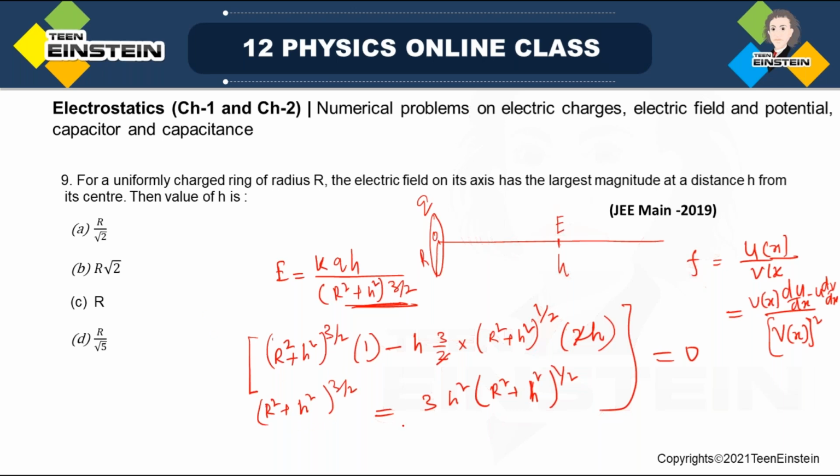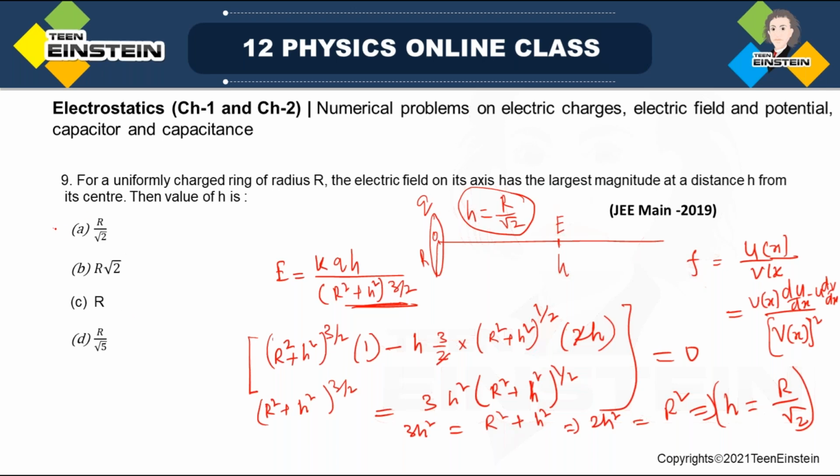So here on this side, this is h square, and here it will be just r square plus h square. Okay, so this would give you 2h square is equal to r square. Hence, h will be r by square root of 2. Okay, so this is the value of h where the maximum electric field will be obtained. So this h has to be r by root 2. So the answer is the first option.